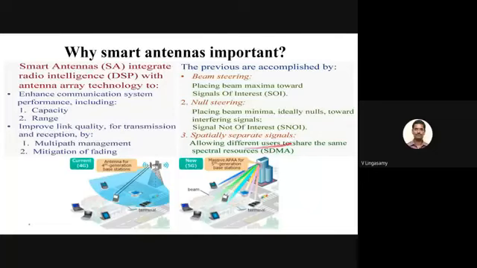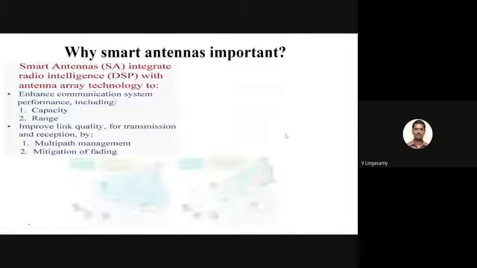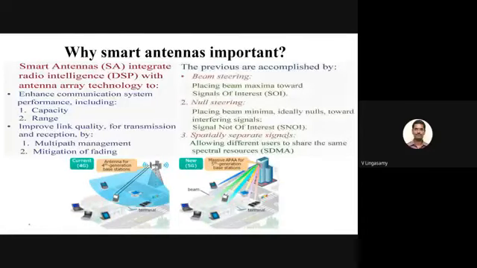Now next is spatially separating signals. That is done with the help of SDMA, space division multiple access. We'll see shortly. So far we have seen what a smart antenna is, why we go for it, and why it is important.